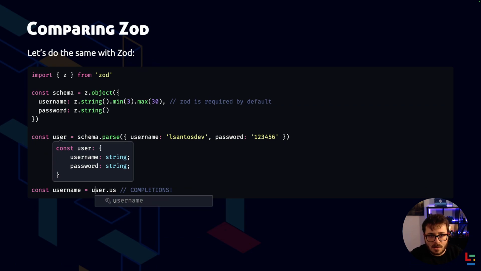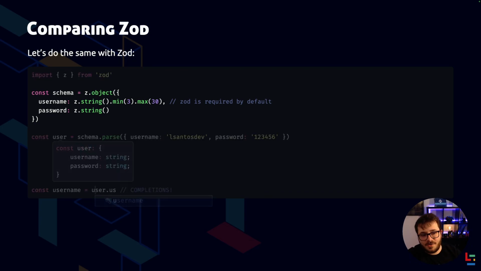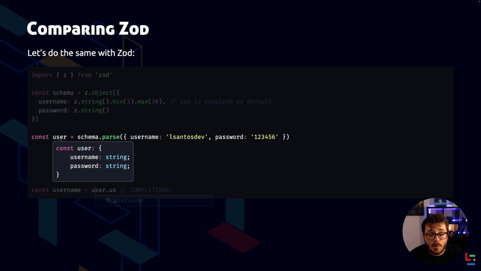So the Zod way of doing it is basically the same thing. We have a username, which is a string. It has a minimum of 3, a maximum of 30. Everything in Zod is required by default, so we just define the schema over here. We don't have to say if it's required, only if it's optional. And then we have a password, which is just a string. And then when we parse that schema, you can see that it already gives us a variable that is typed as the schema. So you can see that in the constant here, we already have the user with a username and password, right? So we basically have everything that we need.